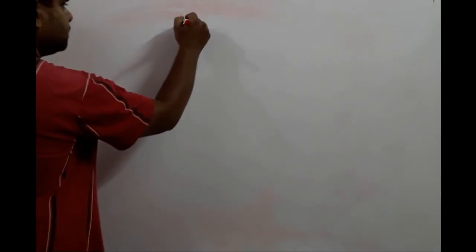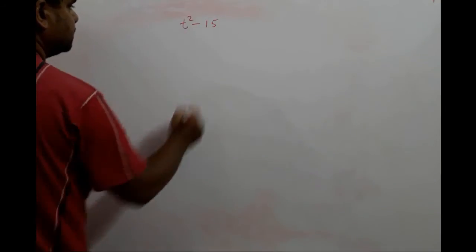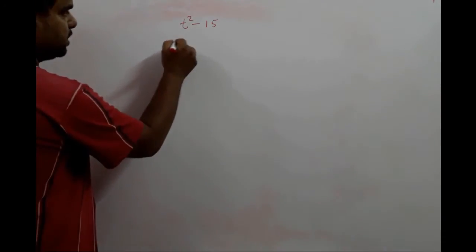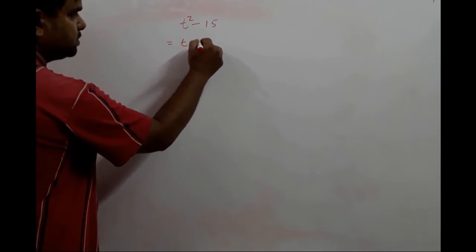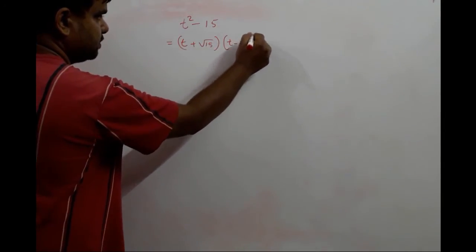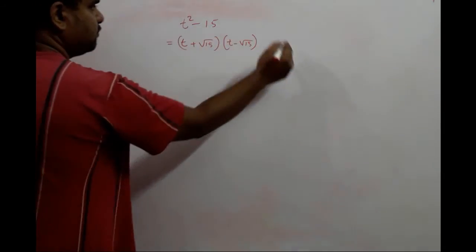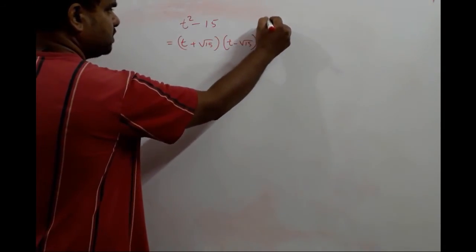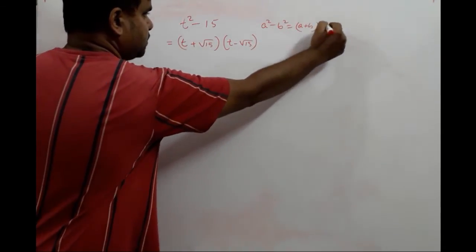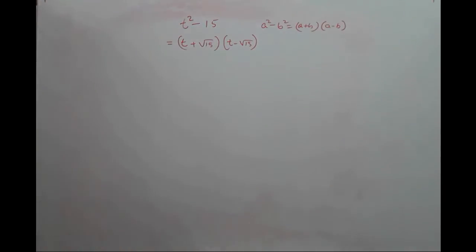Moving on to the next problem, we have t square minus 15. Okay, t square minus 15. So this can be written as t plus root 15 into t minus root 15. Why? Because this is in the identity form of a square minus b square, which can be written as a plus b into a minus b. Okay, so this is an identity. You need to identify that t square minus 15 looks in this form.